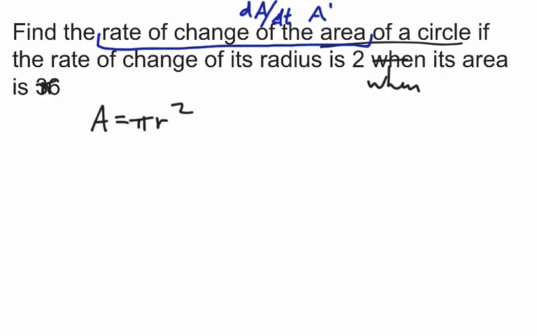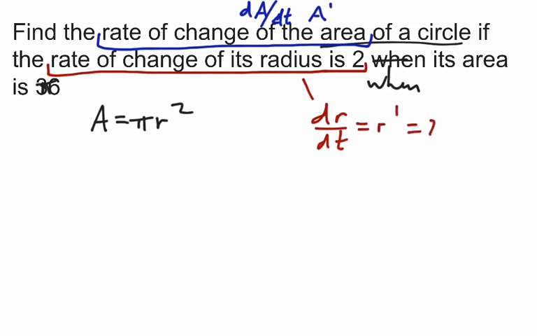And then here, the rate of change of its radius is 2. That's dr/dt or r prime, and that's going to equal 2. So eventually we're going to plug that in somewhere. And then here we know that at some point the area is 36 pi, but we're not quite there yet, so let's hold off on that.